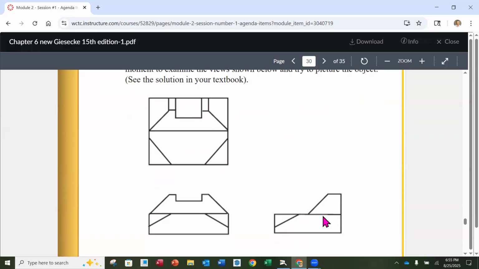But take just 20 seconds to look at this and think, huh, these are an orthographic projection. They're lined up, side to side and so on, from view to view.